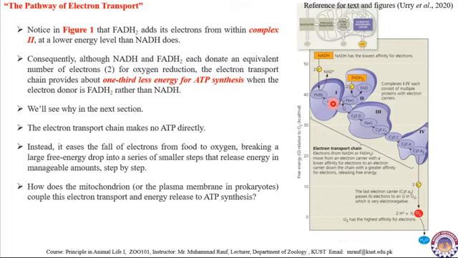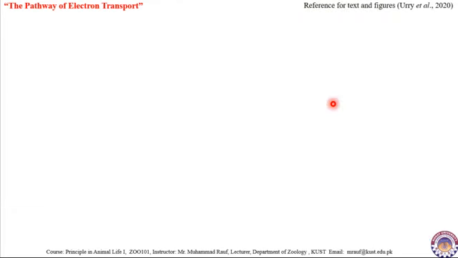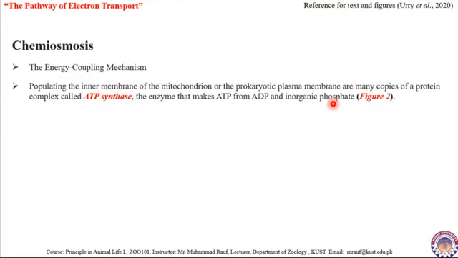Now how are ATPs produced? The answer is chemiosmosis. Now what actually happens? Populating the inner membrane of the mitochondria or the prokaryotic plasma membrane are many copies of a protein complex called ATP synthase. This is the enzyme, the molecular motor which is responsible for the synthesis of ATPs. It is the enzyme that makes ATP from ADP and inorganic phosphate, Pi.